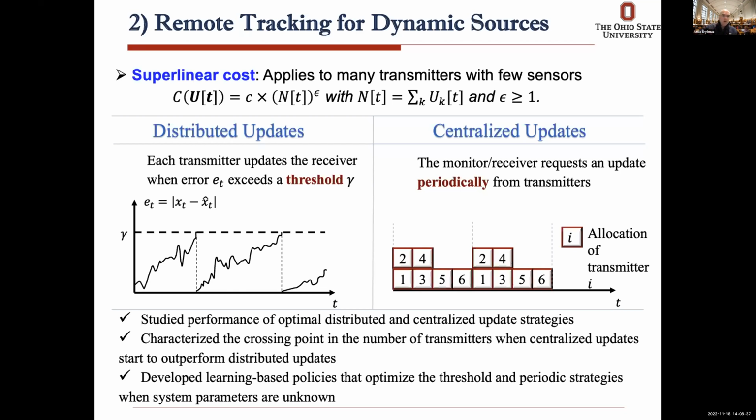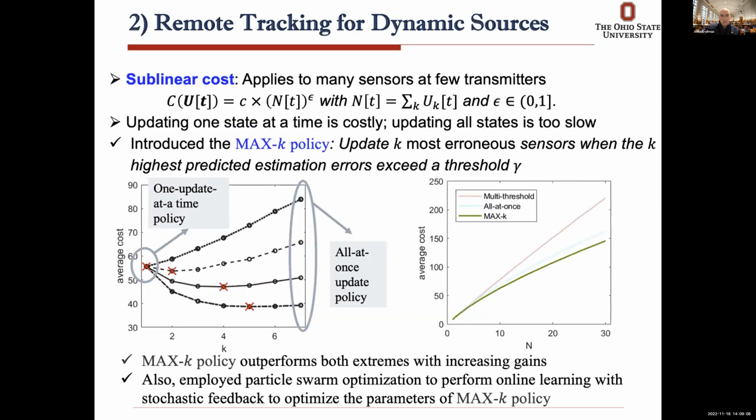We've studied the performance of these two paradigms, and we have observed theoretically as well as numerically that distributed updates is a good strategy up to a certain level. Beyond a certain number of sources, it starts to become worse than the centralized one. So we characterized that threshold point, that transition point, and it also revealed insights that came along with the analysis. In the case of the sublinear cost, we've come up with a new policy.